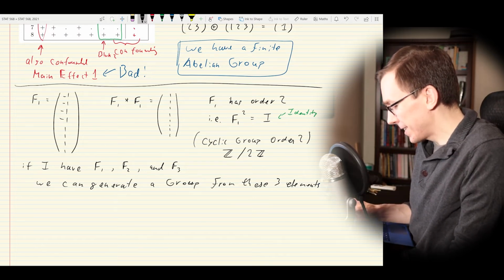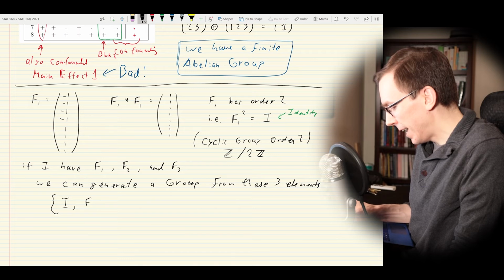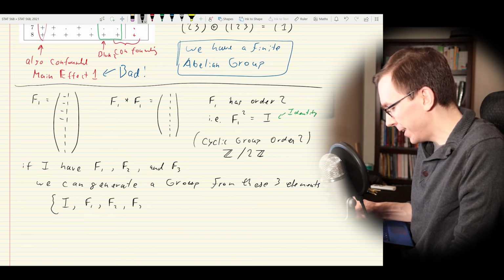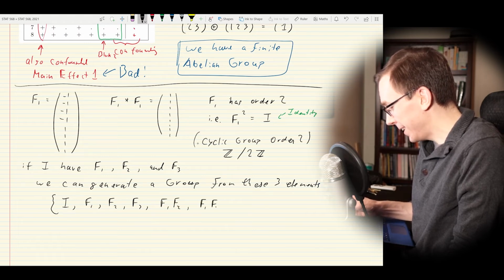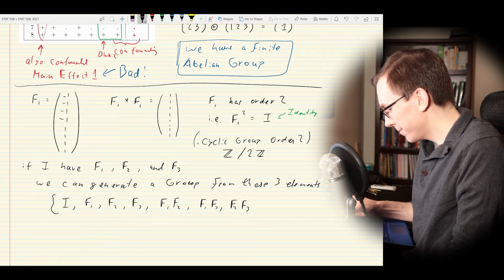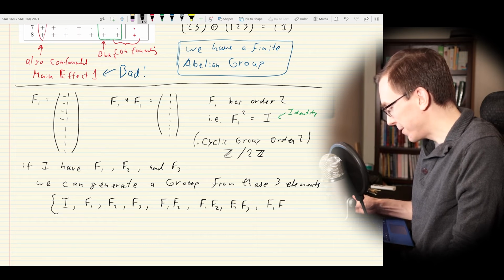And what it means here is that I can consider a group, and the group elements are going to be I, F1, the generators, F1, F2, and F3, and then all the pairwise products, F1F2, F1F3, F2F3, and the triple product, F1F2F3.